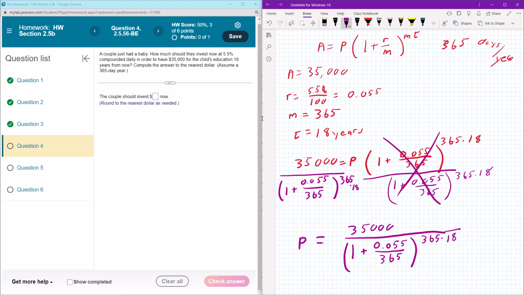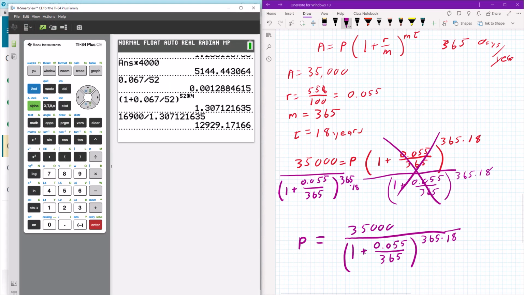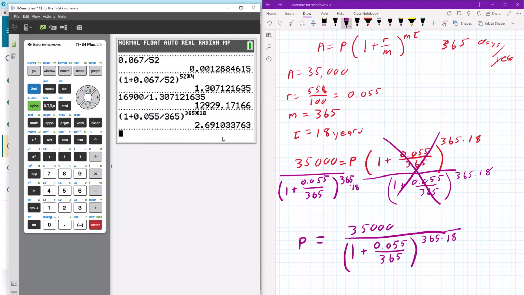Okay, and that's what we want to put on our calculator, and we're going to do it the exact same way we did it before. Essentially, we're going to do the denominator first, and that is going to be parenthesis 1 plus 0.055 divided by 365, close the parenthesis, power 365 times 18. Okay, hit enter. That is our denominator.